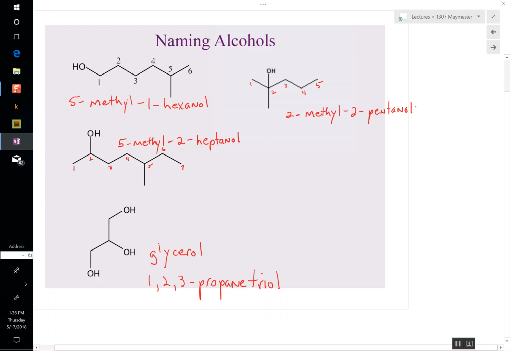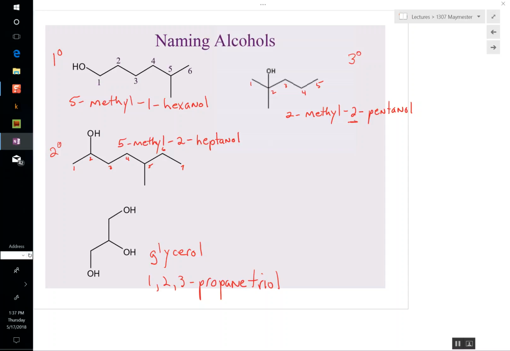Okay, now, Alejandra, the top one is what kind of an alcohol? Primary. Okay, someone else. The one below it is a secondary. And the top right, someone else. Tertiary. Even though it says 2-pentanol, that's not telling you it's a secondary alcohol. There's a methyl group on that same carbon. So that's a tertiary alcohol.